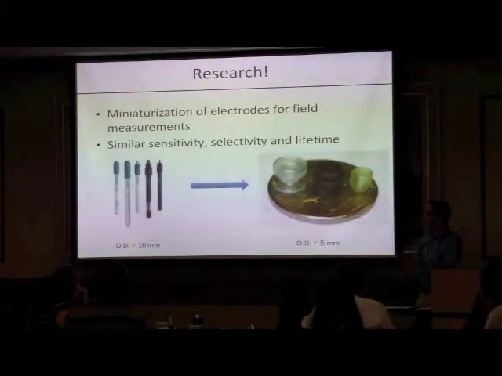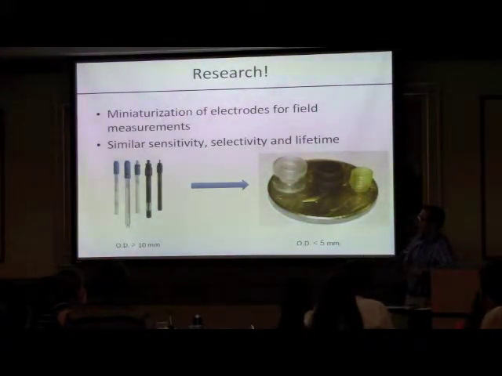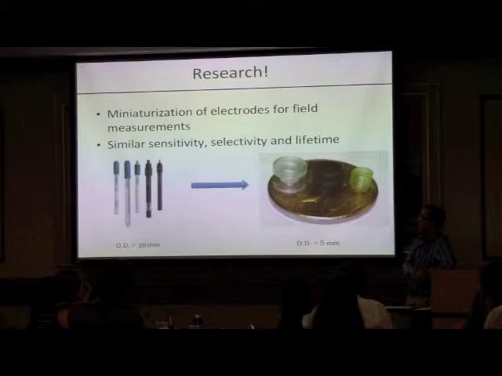So what my research, or what the research that would be done here, would be to take these typical ISEs that are usually about the size of a pen and can be greater than 10 millimeters in diameter, and basically shrink them down. So if you came to my talk back in May, I had this picture.